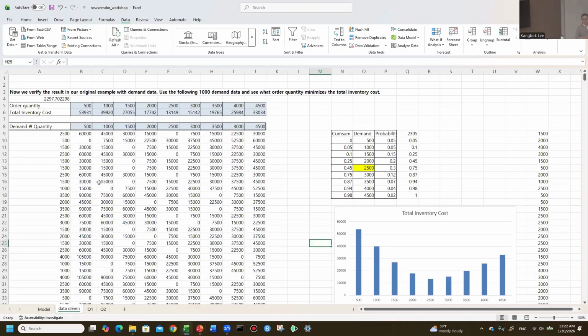So what did you do? You didn't use any optimization at all. We just derived the total inventory cost for different combinations of demand and order quantity, and then you just take the average over all the different demand realizations. So if you have millions of such sales data, you can do experiments for all different order quantities, and then eventually you will get the best or optimal order quantity that you want to have.